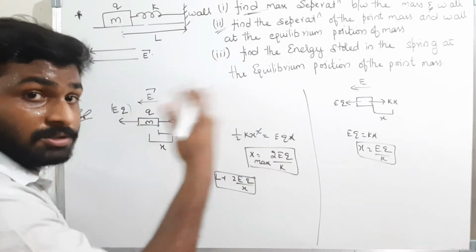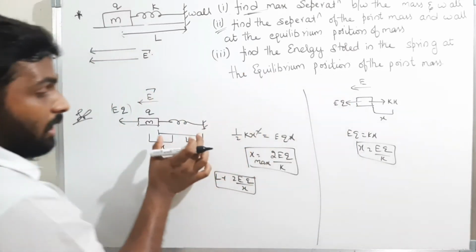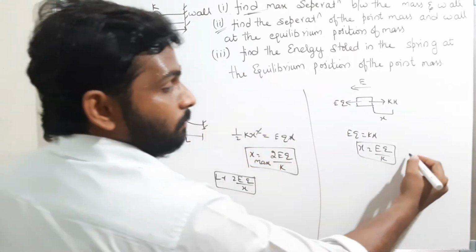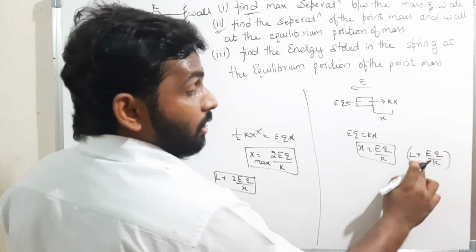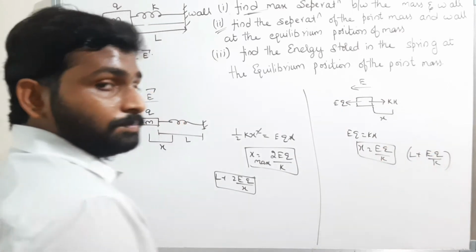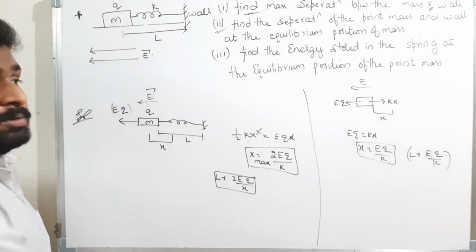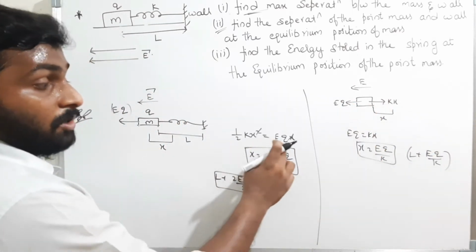What is the separation? The separation already is some L. So the separation is L plus EQ by k. That is the separation between the wall and the block when the body is in equilibrium position. Well and good. That means I equated the forces here. Now I equated the potential energies there.